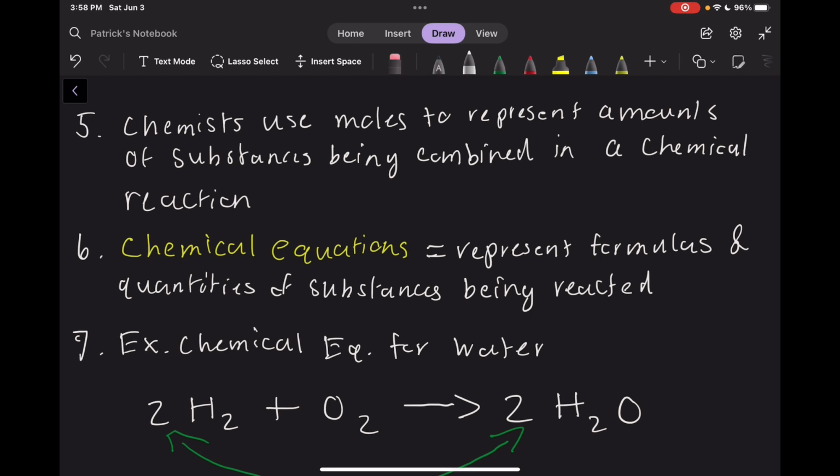On a practical level, chemists use moles to represent the amounts of substances involved in a chemical reaction. One concept we'll be seeing a lot of in the coming unit is that of chemical equations. Chemical equations are essentially mathematical representations of chemical reactions. They tell us two things. First, they tell us what chemical substances are involved. In addition to this, they also tell us how much of each substance is involved. This makes them very useful to chemists working in a laboratory.